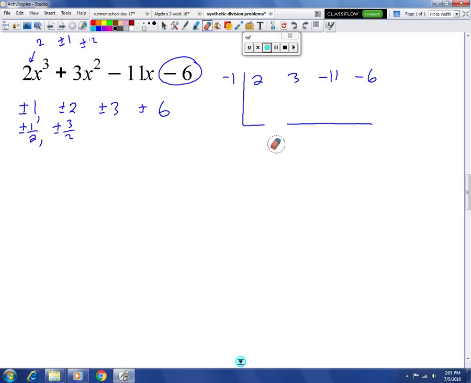Alright, so let's try 2. 2 times 2 is 4. 3 plus 4 is 7. 2 times 7 is 14. Negative 11 plus 14 is a 3. 2 times 3 is 6. Okay, there we go. Alright, so one of our actual roots is at 2.